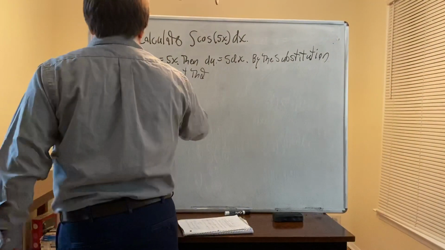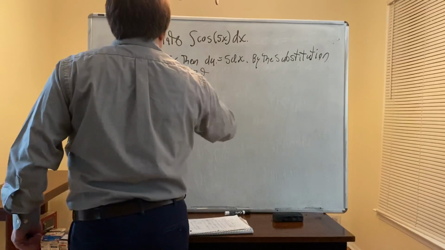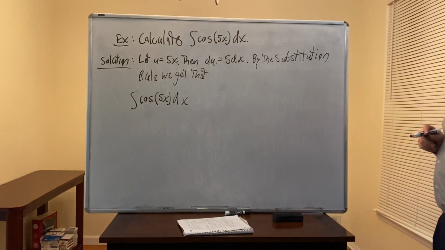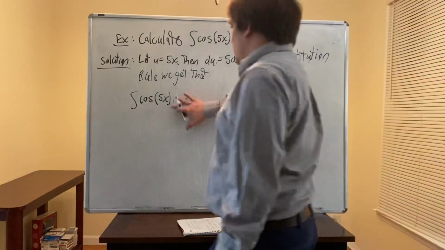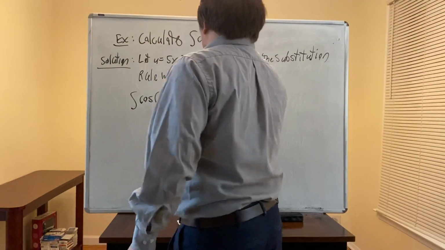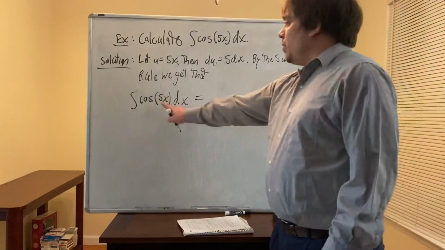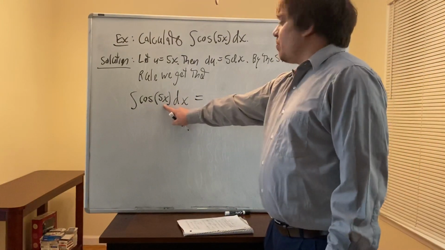And by the substitution rule, we get that the integral, now I rewrite the integral that I'm going to find. In this case, it's the integral of cosine of 5x dx. See, I'm just following kind of a procedure here in every example. It's pretty much the same thing, just a different u. Now if I plug in a u here, I have a cosine of u, but what am I missing?